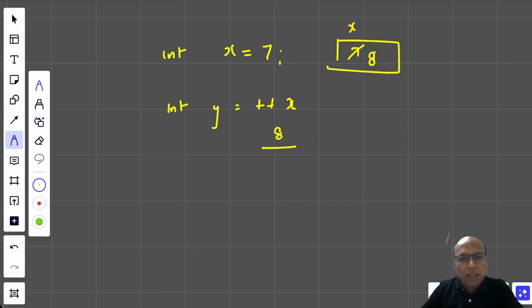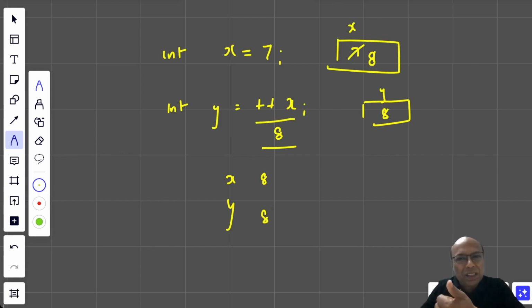Now, what is in the register right now? 8. The 8 will be copied into y. My y will become 8. That means after this statement, if I print x and y, both will be 8. Remember, both will be 8. It increases the value of the operand by 1. Therefore, for this operator, you cannot use a constant. You have to use only a variable. That operand has to be a variable.